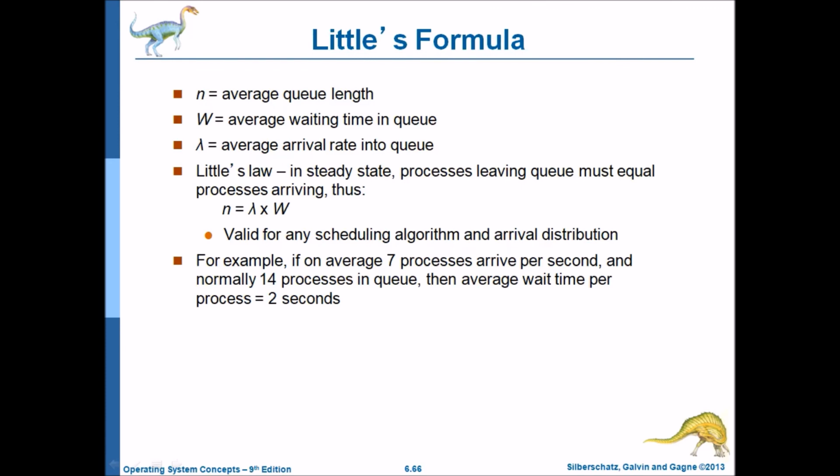This is particularly useful because it is valid for any scheduling algorithm and arrival distribution. For example, if on average 7 processes arrive per second, and normally there are 14 processes in the queue, then the average waiting time per process would be 2 seconds.